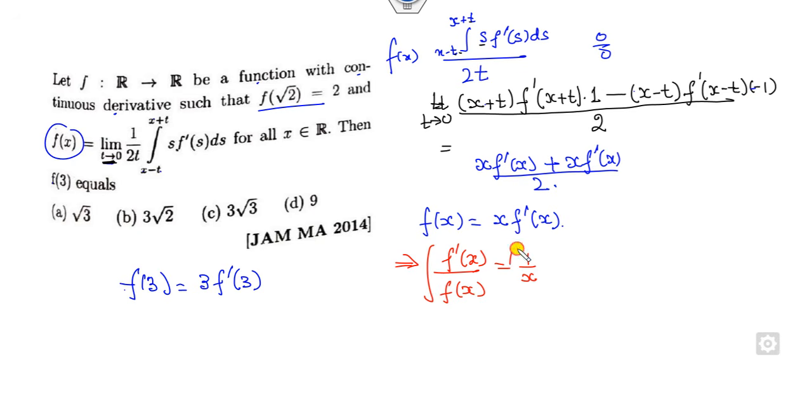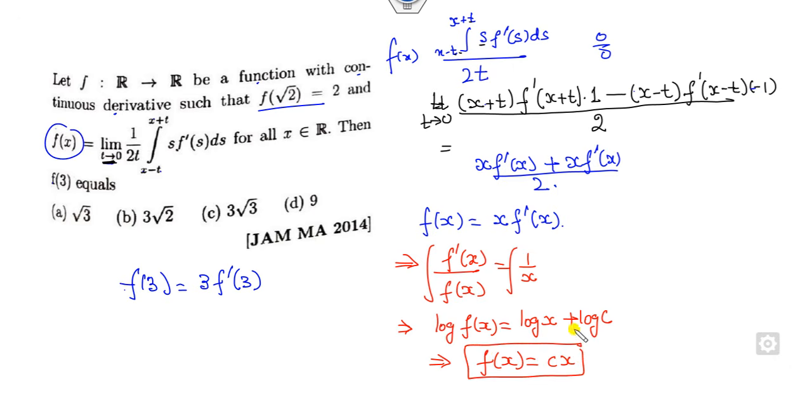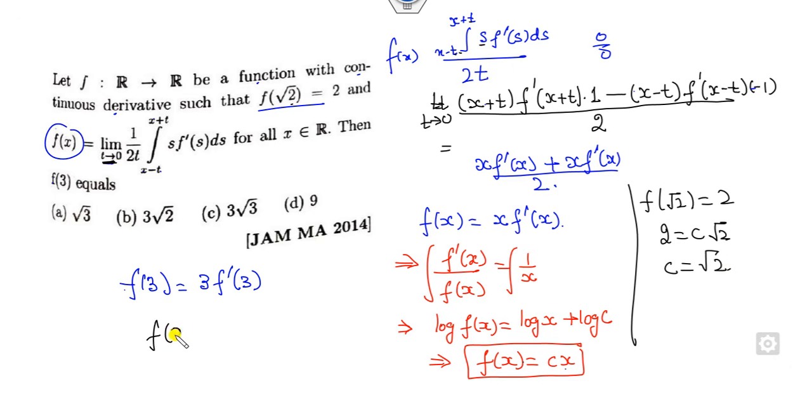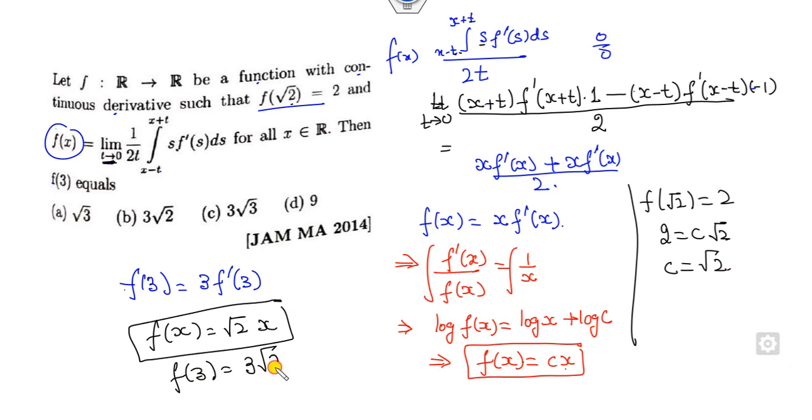Fine. Now you can integrate this. What will happen? It is log of f of x. It is log of x plus log of constant. So what is the f of x? f of x is cx. Fine. How can you find the value of c? As it is given that f of root 2 is my 2, I can substitute here, it is 2 equals c times root 2. So c is my root 2. So I can substitute here, f of x is my root 2 times x. So what is the f of 3? It is 3 root 2, which is the right answer of the problem.